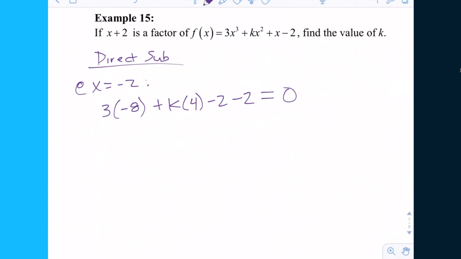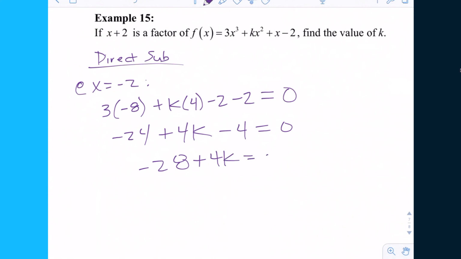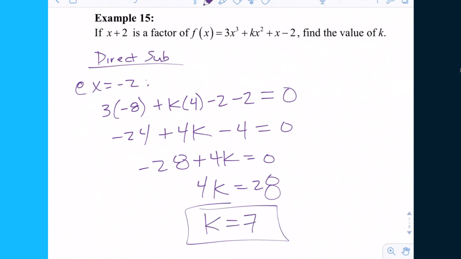And if you simplify, you get negative 24 plus 4k minus 4 equals 0. So negative 28 plus 4k equals 0. So 4k equals 28. And if you divide through, you get k equals 7. So there you go. That forces x plus 2 to be a factor because it forces negative 2 to be a root.